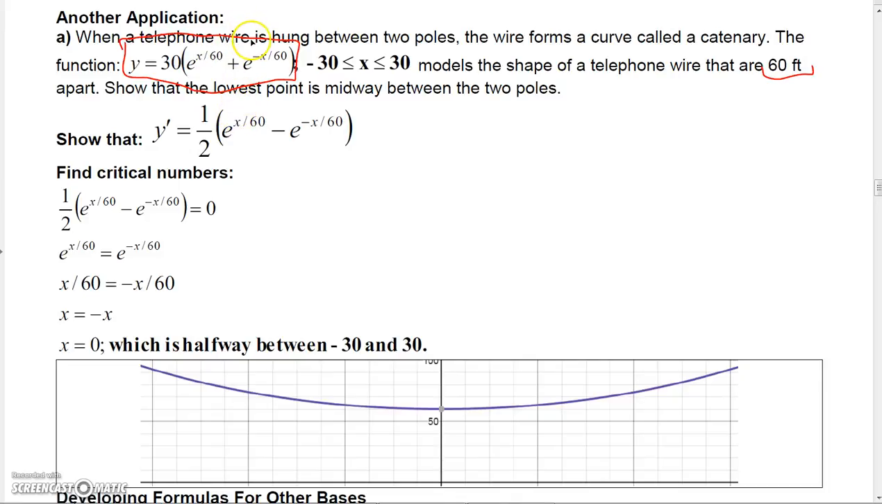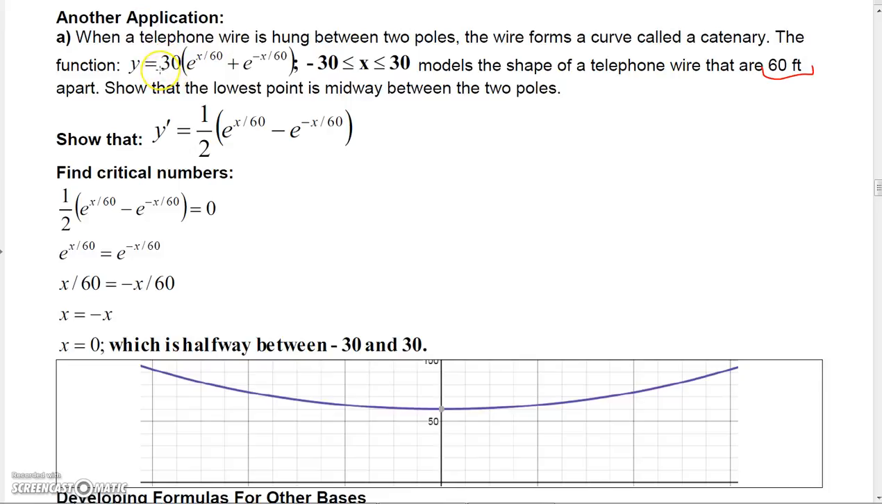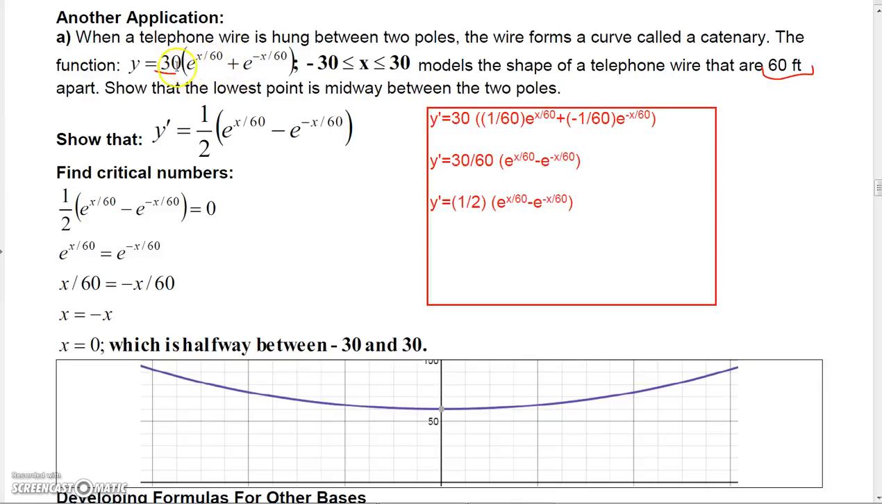So what we can do is take the derivative of this. Pretty simple. Remember, the derivative of this would be 30 times the derivative of this. If you take the derivative of the top here, the 30 constant is going to stay outside. But when you take the derivative of e to the x over 60, you're going to get e to the x over 60, and then times the derivative of x over 60. Well, that's just 1/60th times x.